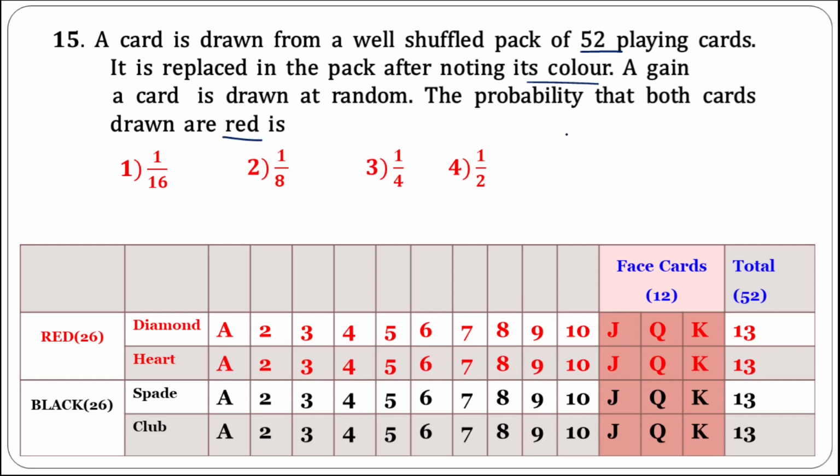See, initially how many red cards do you have? 26 red cards out of 52, into, after drawing you are keeping it back, right? It means again what do you get? Again you have 26 red cards, and what you have to get? 52. I mean you have a total of 52 cards only, because you are replacing it back, right? Now what's the probability? 26 ones are 26, 26 twos are 52. 1 by 2 into 1 by 2. What do you get? 1 by 4. Which option? Option 3. Right. Let's see the next question.